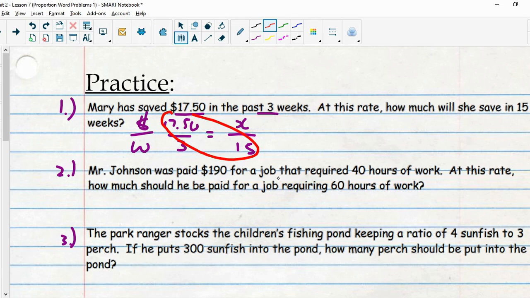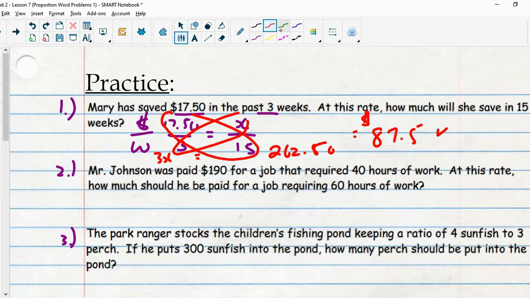Okay, 262.5. Well, no, you can't say 262,050. It's 262.5. 3 times what gives you that? So I'll divide 262.5 divided by 3. What is that? 87.5. 87.5 what, though? Yeah, dollars. It's money.